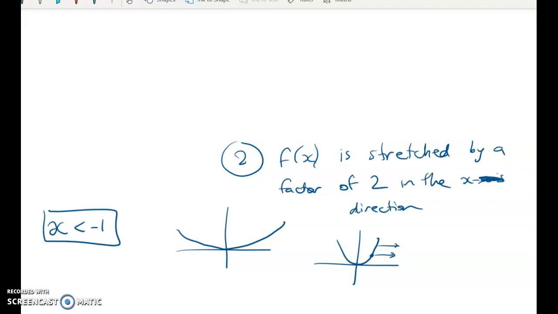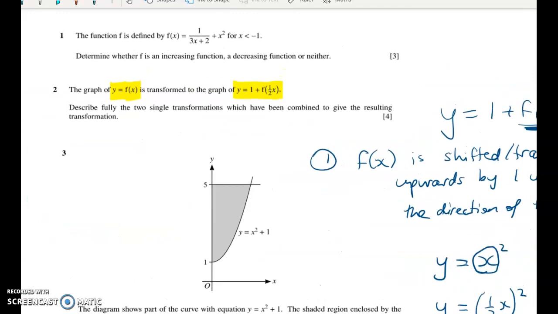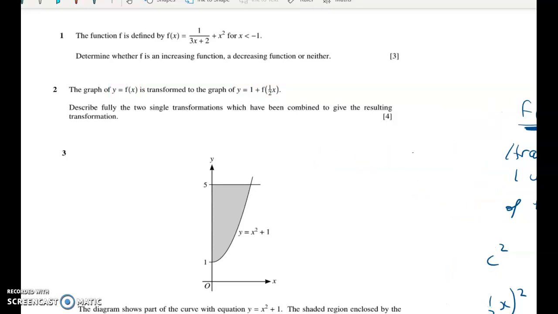I guess the other way you could talk about it is that it is vertically stretched by a factor of 1/2 in the y direction. But that's actually not quite right here. So I would definitely go with a factor of 2 in the x direction. That's kind of the obvious two transformations to describe there. Make sure you've got the language of translation or shift, and of stretch, and of talking about the direction of the axes.